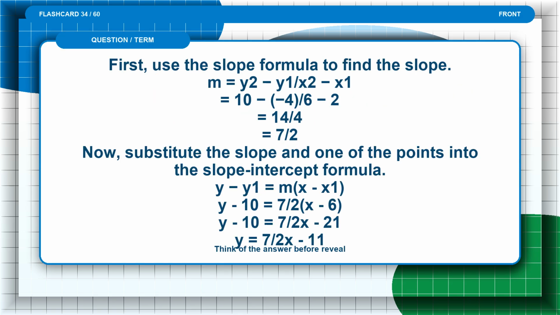Flashcard 34. First, use the slope formula to find the slope. m = (y2 - y1)/(x2 - x1) = (10 - (-4))/(6 - 2) = 14/4 = 7/2. Now substitute the slope and one of the points into the point-slope formula. y - y1 = m(x - x1), y - 10 = 7/2(x - 6), y - 10 = 7/2 x - 21, y = 7/2 x - 11. Think of the answer before the reveal.